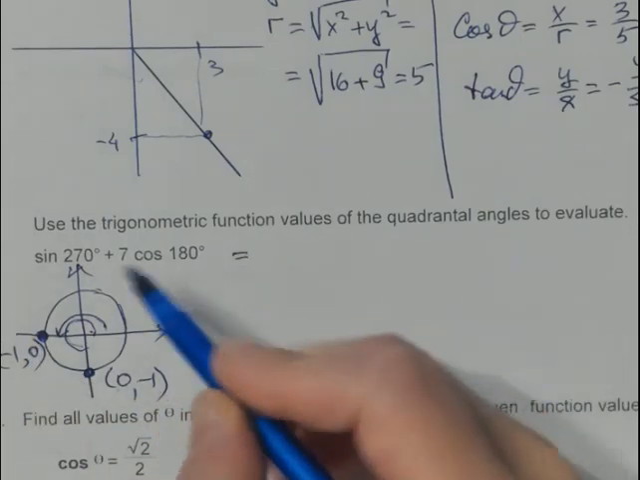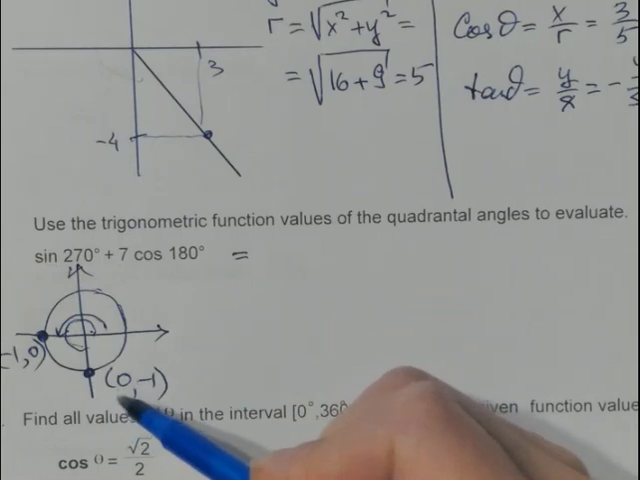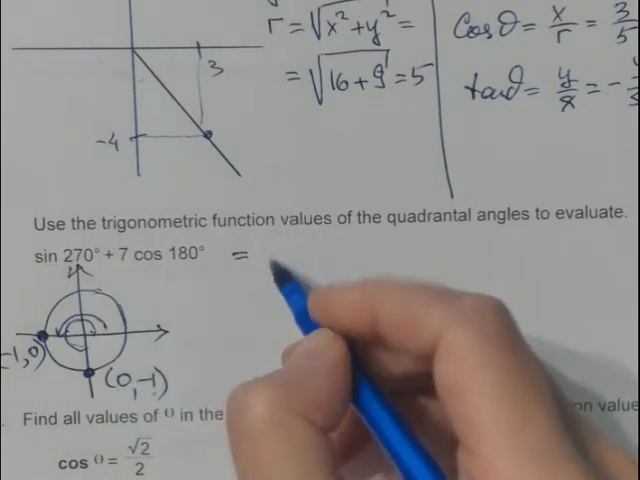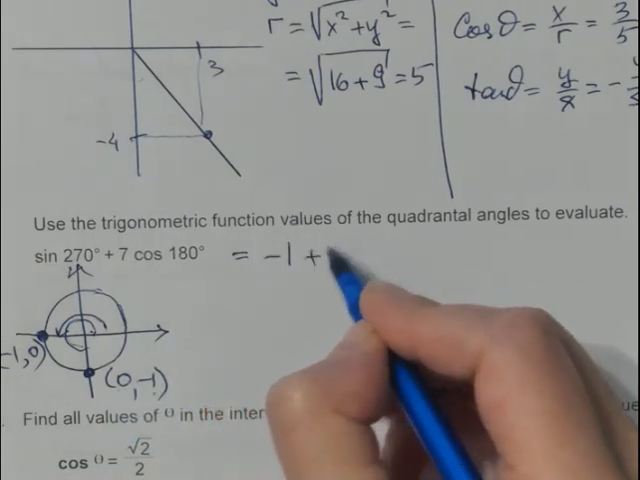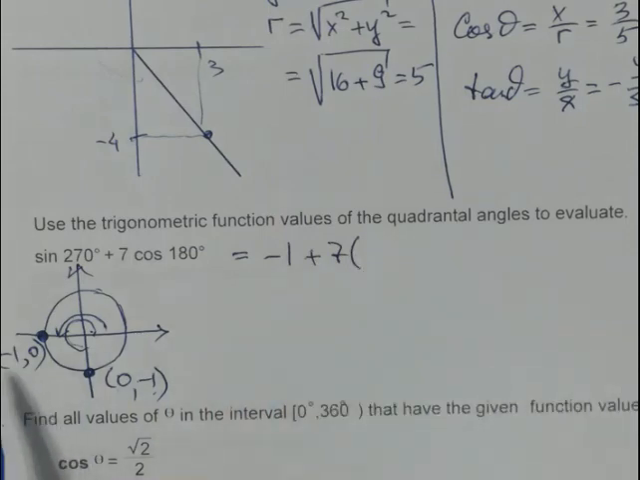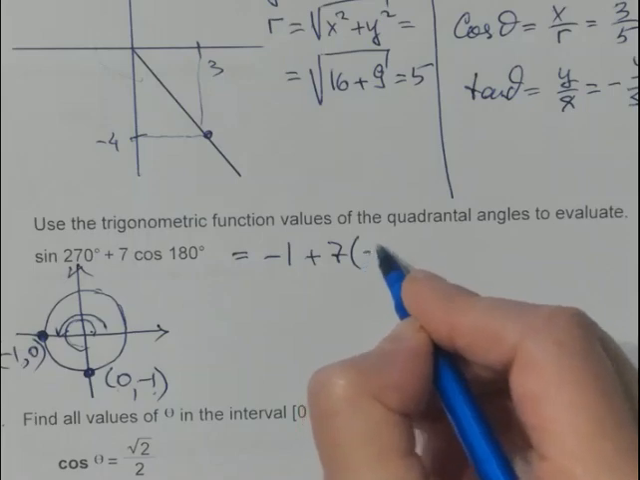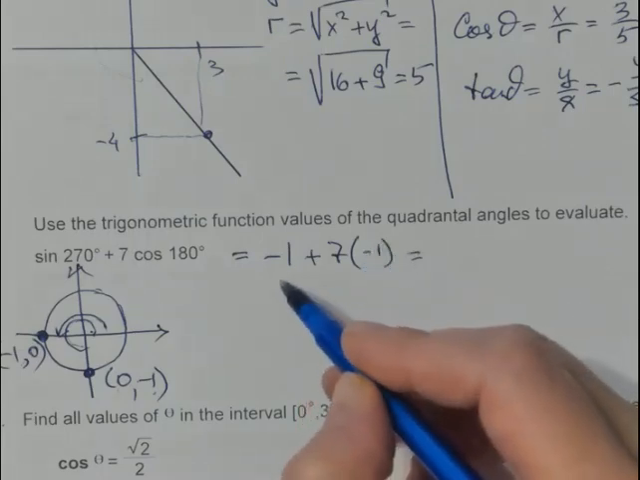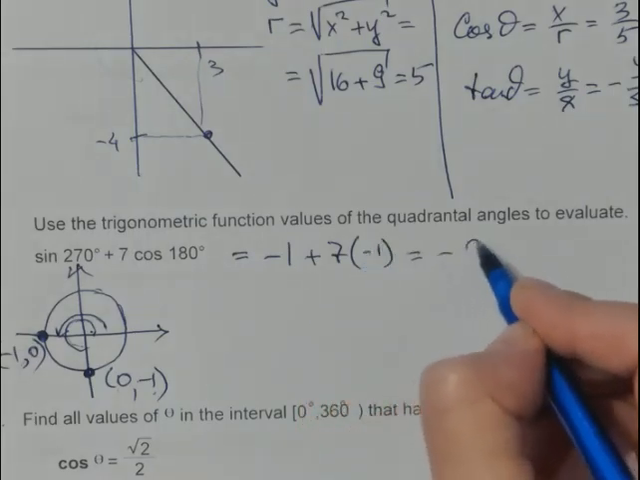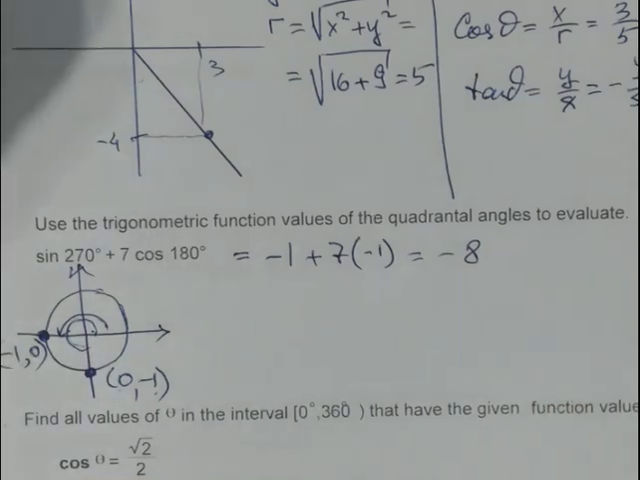So this expression will be equal to sine of 270, the second coordinate, -1, plus 7 times cosine of 180, which is -1, times -1. So -1 minus 7 is -8.